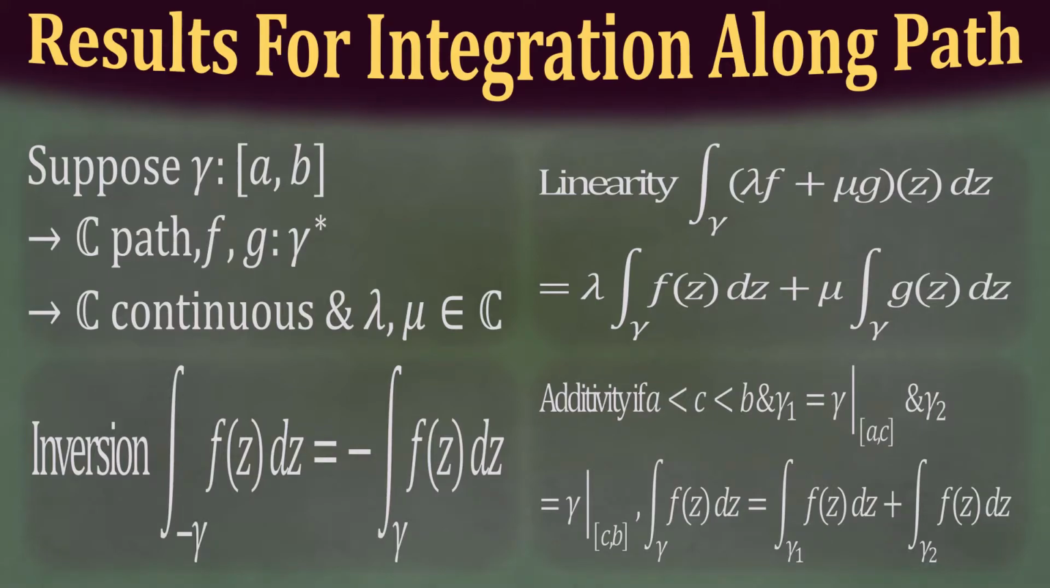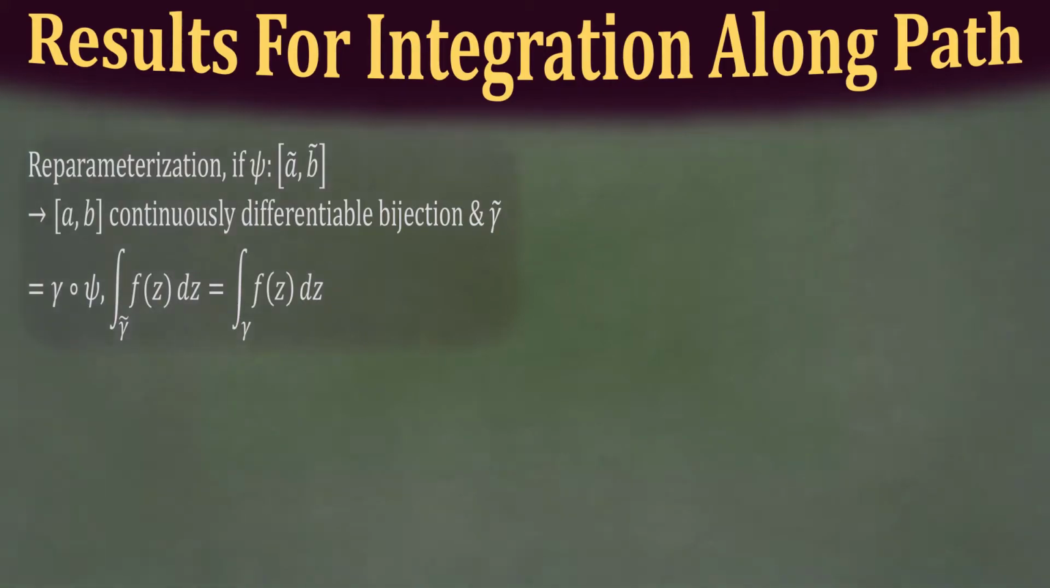We also have the additivity property that if a < c < b, and we put γ1 to be γ restricted to [a, c] and γ2 to be γ restricted to [c, b], then the integral over γ of f(z) dz is equal to the integral over γ1 of f(z) dz plus the integral over γ2 of f(z) dz. Further, we have the reparameterization property, which says that if ψ from [ã, b̃] to [a, b] is a continuously differentiable bijection, and that γ̃ = γ ∘ ψ, then the integral over γ̃ of f(z) dz is equal to the integral over γ of f(z) dz.